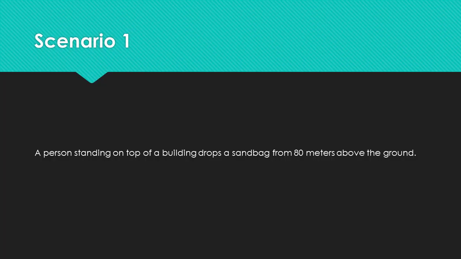So the person is dropping this sandbag 80 meters above the ground. Now, for this particular situation, we're going to disregard air resistance.